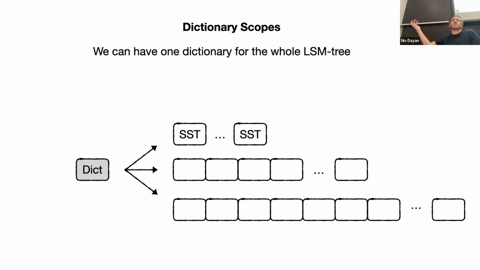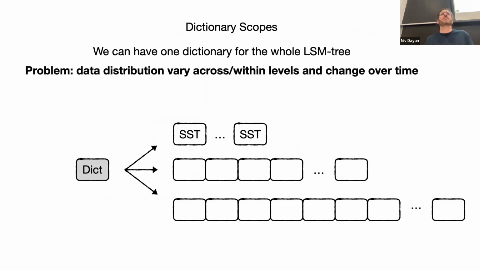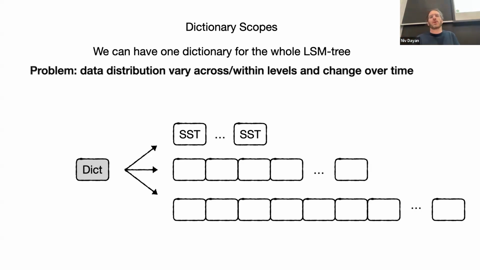You could imagine a dictionary for the entire LSM tree, let's say. But what's the problem with this? The problem is you might have different data distributions, and the data distribution is going to shift over time. So that means you might have to update this dictionary. You could maybe have an updatable dictionary. Maybe that's okay, but that's not what RocksDB does.